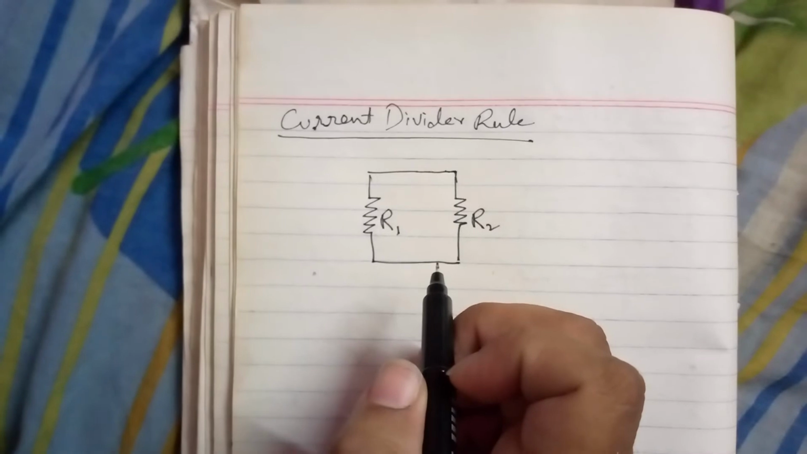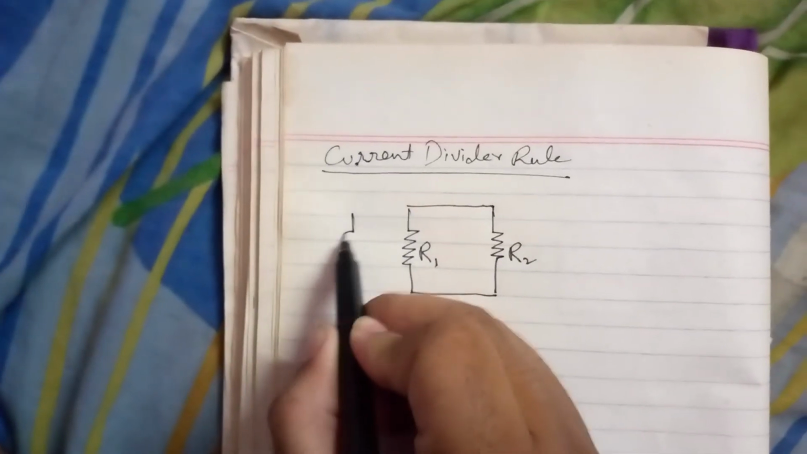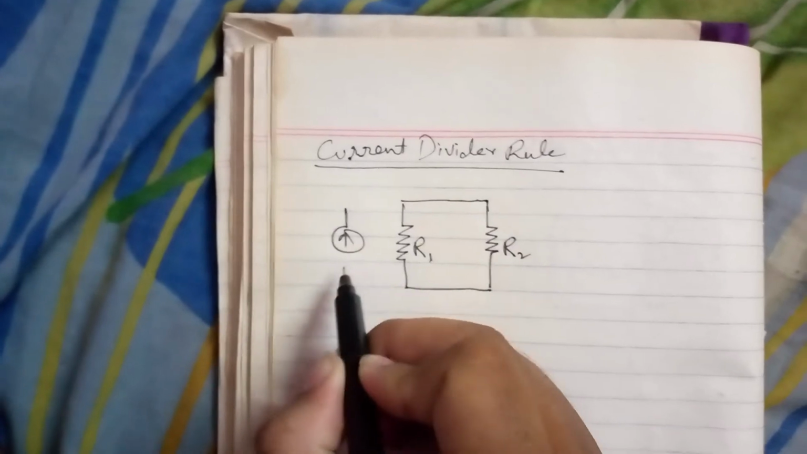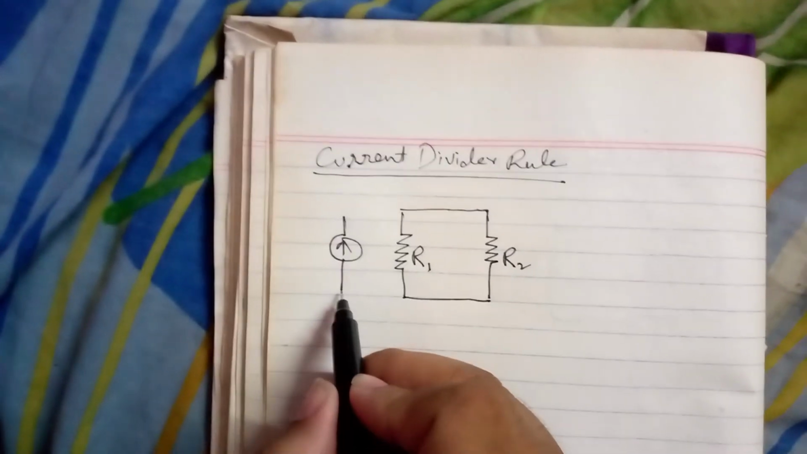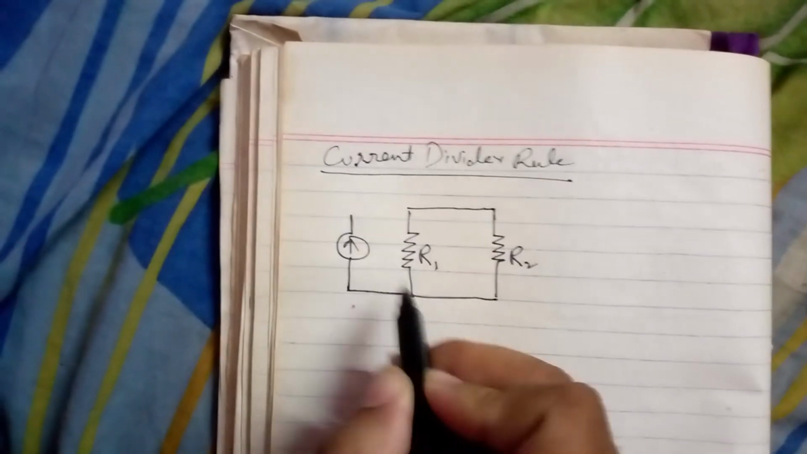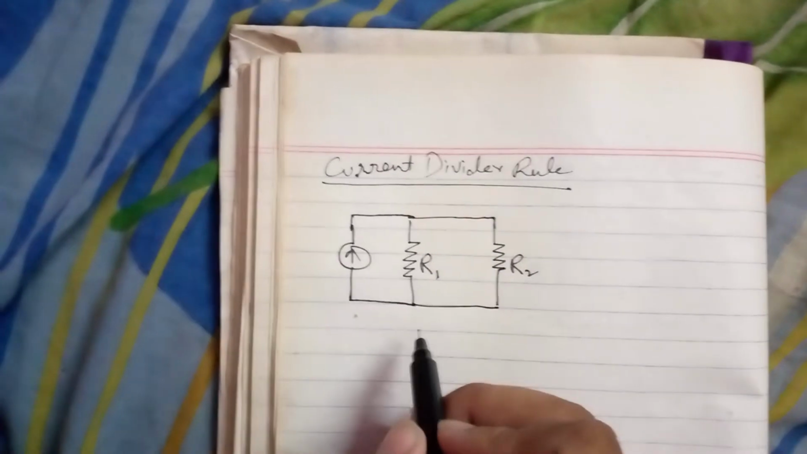Now take an independent current source and connect this independent current source in parallel combination with these two resistances.